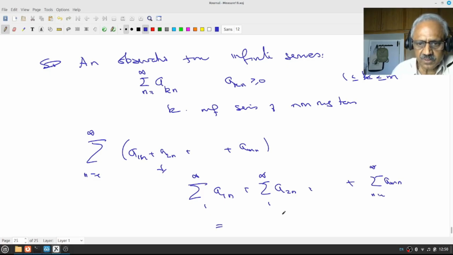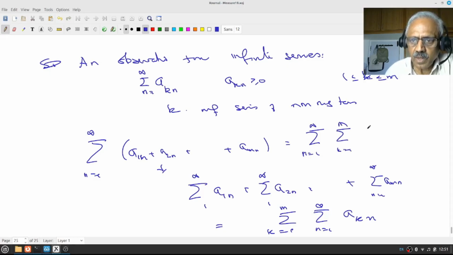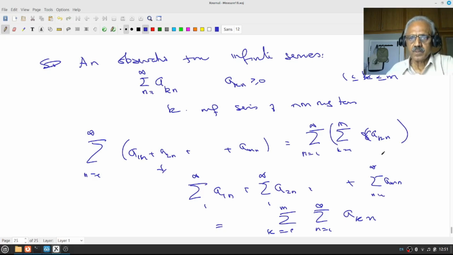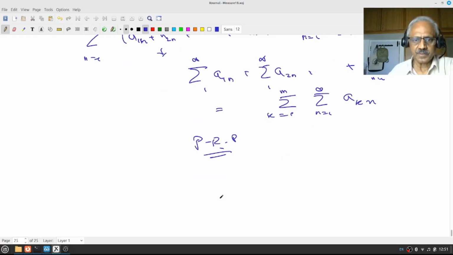In shortened notation, the first will be summation over k equal to 1 to m of a k n, with n equal to 1 to infinity, and the second will be summation over n equal to 1 to infinity of summation over k equal to 1 to m of a k n. Okay, pause. Make sure that you understand. The notation is simple.